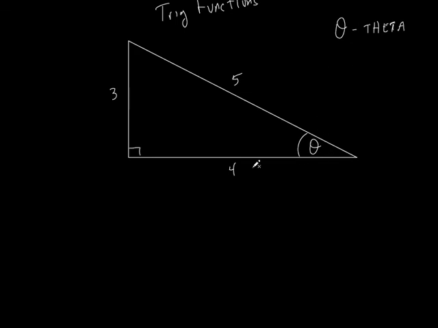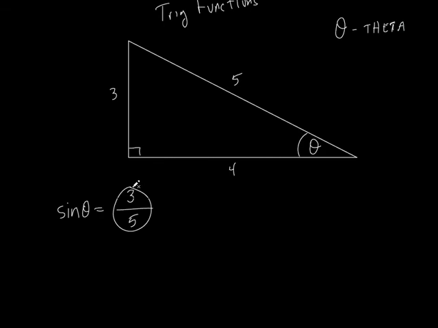All right, now watch this. What if I asked you to find the sine of theta? What would you write? You would write S equals 3 over 5. It's opposite over hypotenuse, isn't it? So what is opposite angle theta? 3. What is the hypotenuse? It's 5. So I write 3 over 5.